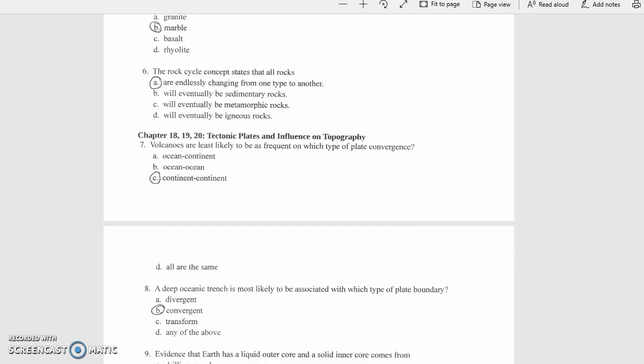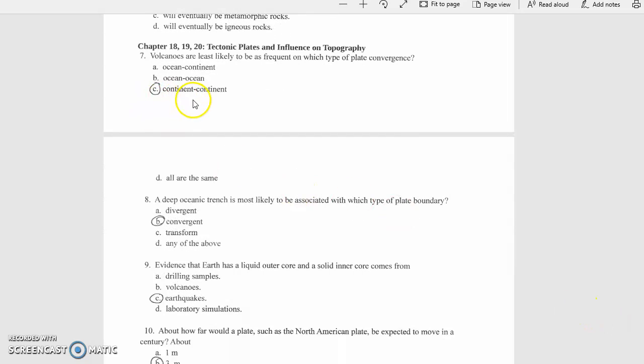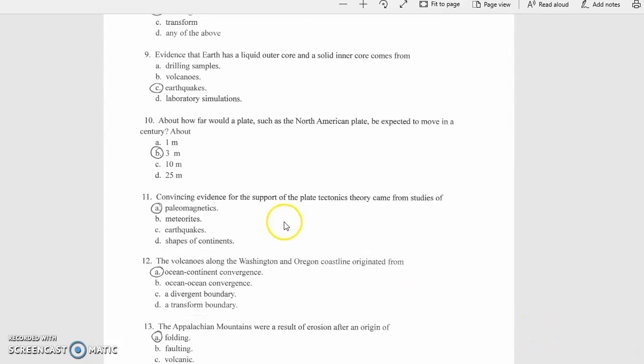Okay, tectonic plates, this right here is continent to continent. Least likely to be as frequent, right? A deep ocean trench is most likely associated with what type of plate boundary? A convergent one. Evidence that the Earth has a liquid outer core and solid inner core is from earthquakes. And then what you have below that is number 10. How far would a plate be expected to move in a century? That's 100 years. It's 3 meters. Convincing evidence is paleomagnetics. In other words, the magnetic structure of very old rocks.